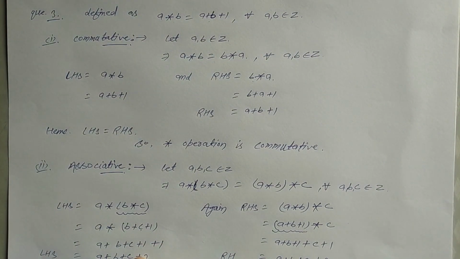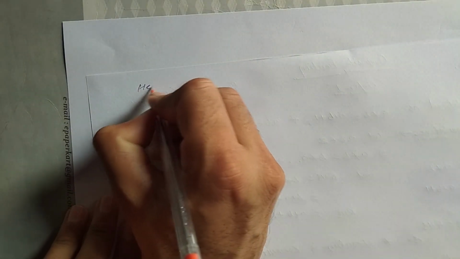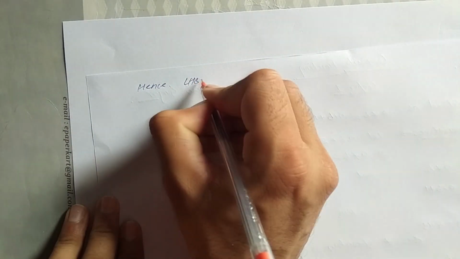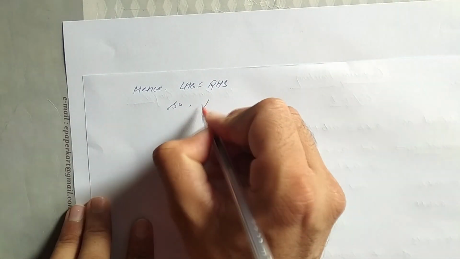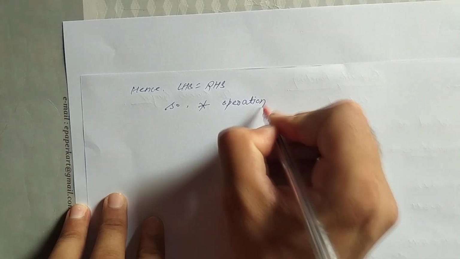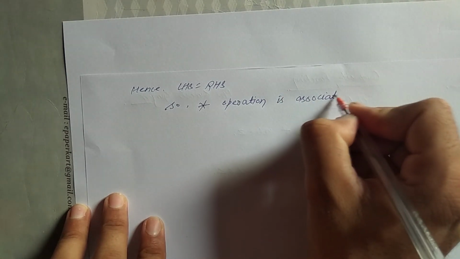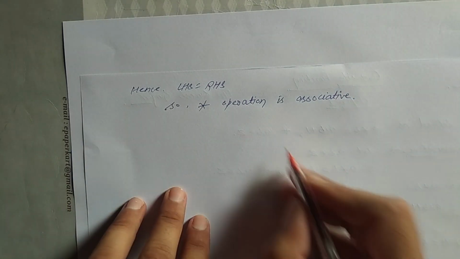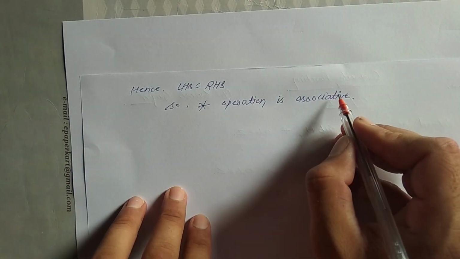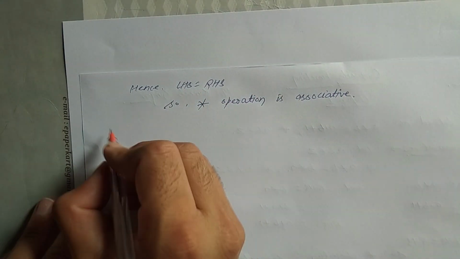Right hand side. Hence, LHS is equal to RHS. So star operation is associative. Otherwise, star operation is not associative, then left is not equal to right.